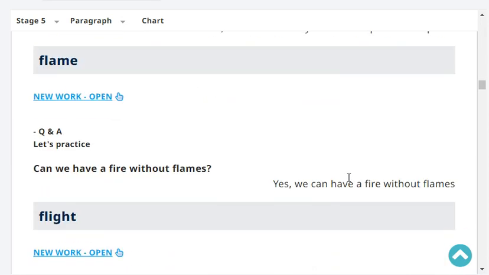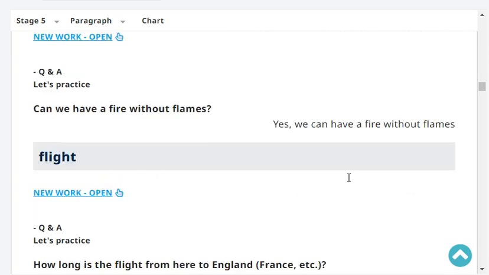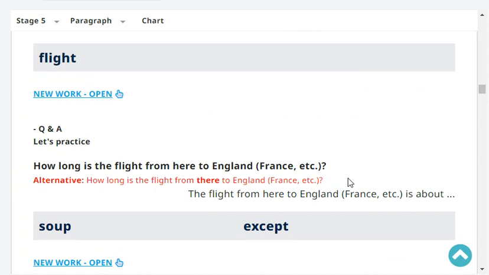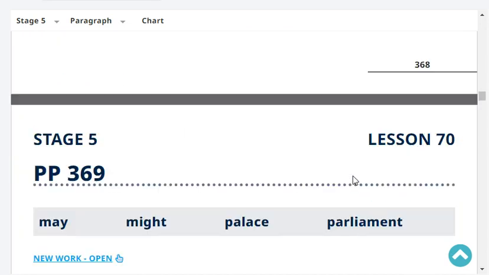Can we have a fire without flames? Yes, we can have a fire without flames. Very good. How long is the flight from there to England? The flight from here to England is about 12 hours. Very good.